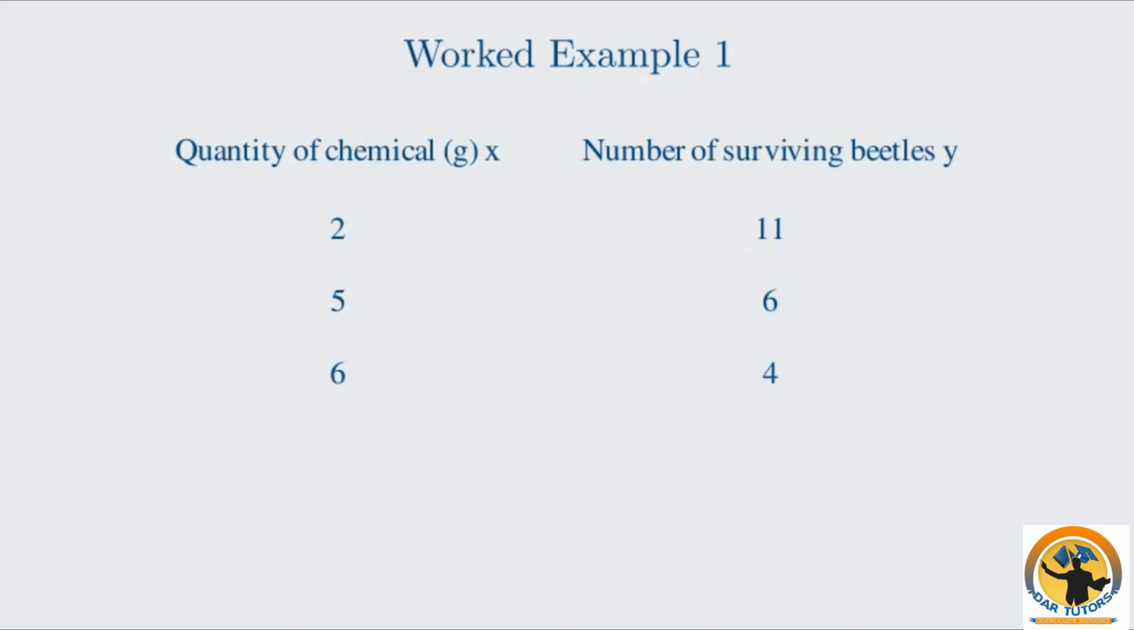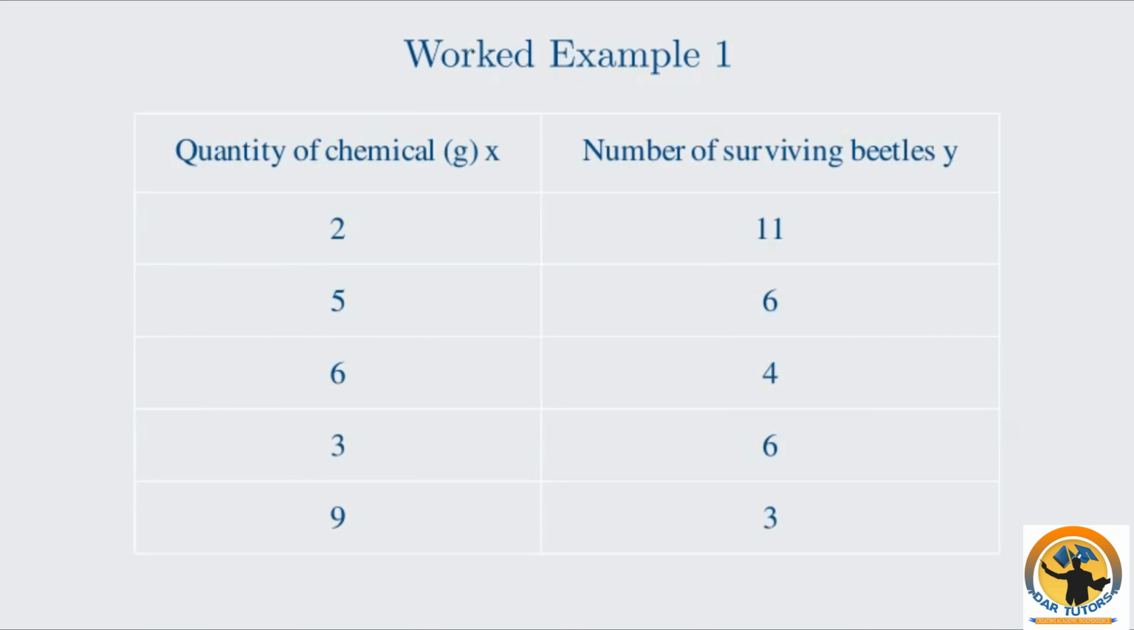Let's work through an example to see how to calculate and interpret Pearson's R using a graphics display calculator. The botanical gardens are testing a new chemical to control a beetle infestation. They have recorded the quantity of chemical used and the number of surviving beetles. Here is our data, 5 samples. The quantity of chemical is our independent variable, X, and the number of surviving beetles is our dependent variable, Y. Our task is to determine the correlation coefficient.